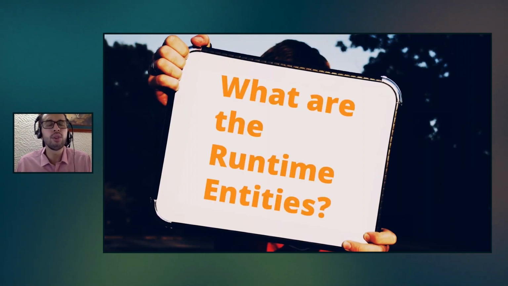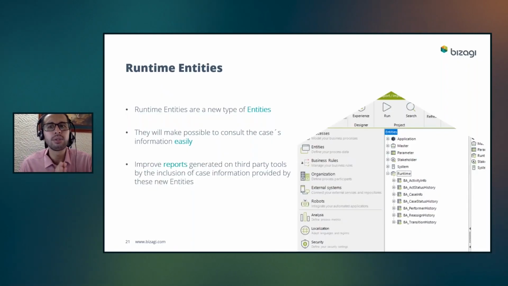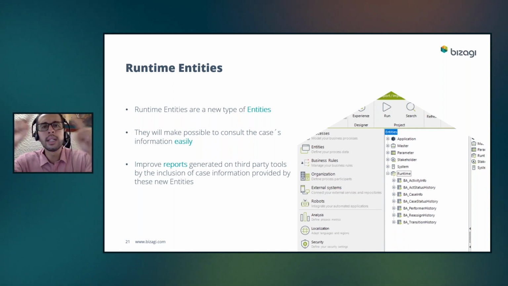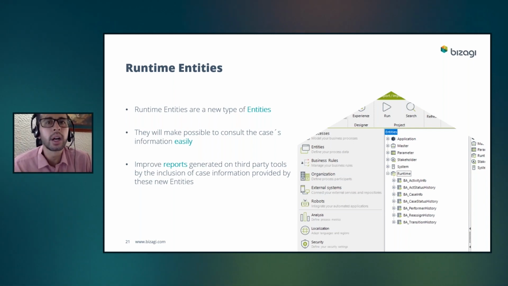What are these runtime entities? What is this new element that we're adding? So these runtime entities are a new type of entities that we're going to have in Bizagi. If this is maybe your first time seeing something about Bizagi, entities is a concept that we use in our product to refer to the place where we store the information, right? So imagine this as a table. One table where you say, I want to store the information of clients. So you define the table and its columns. Those are entities.